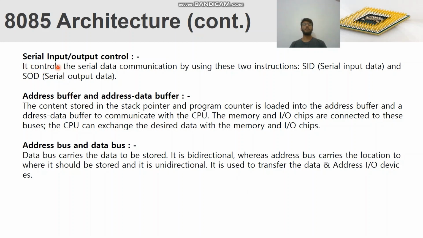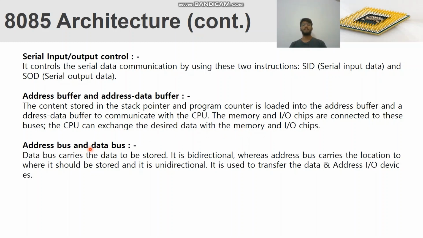Next is serial input output control. It controls the serial data communication by using two instructions, SID and SOD. Next is address buffer and address data buffer. The content stored in the stack pointer and program counter is loaded into the address buffer and address data buffer to communicate with the CPU. The memory and IO are connected to these buses. The CPU can exchange the desired data with the memory and IO chips.